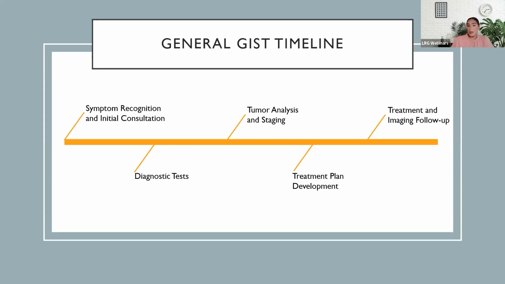Some patients may opt out of surgery, and some patients may not need to take any medication. These decisions on treatment will depend on the size, location, stage of the tumor, and of course, the patient's overall health. The last portion in the timeline is the treatment and follow-up.